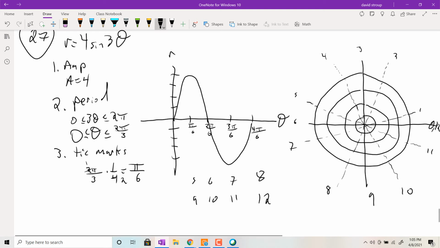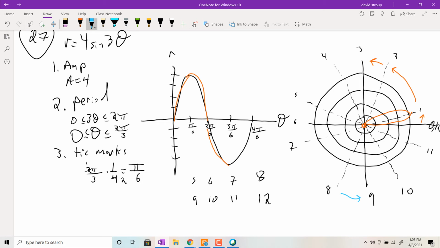Okay, let's do this one in red. So I start going from 0 to pi over 6. It's going from 0 and increasing to 4. So it starts at 0 and then increases to 4 at 1 pi over 6. And then from pi over 6 to 2 pi over 6, it decreases back to 0. So that was from here to here, and then from here to here, and then from here to here. So 2 pi over 6 to 3 pi over 6, it goes negative. So it jumps out into this region below.